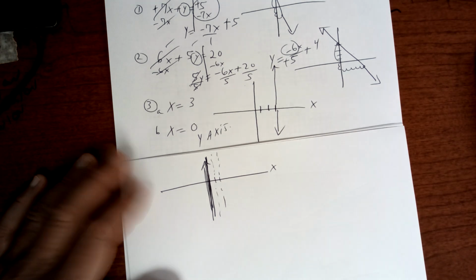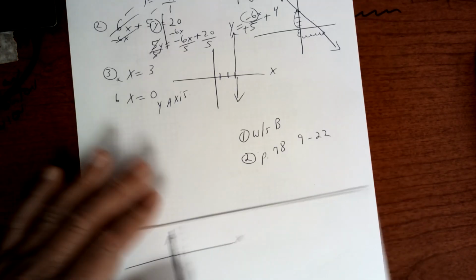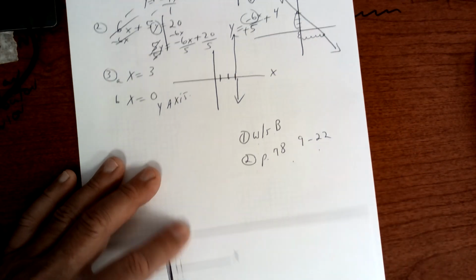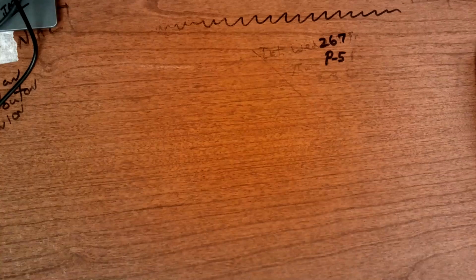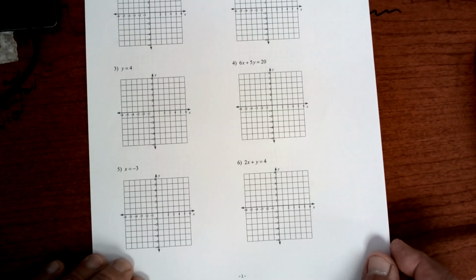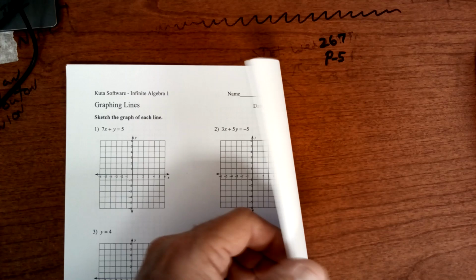Okay, special case. Today you're doing this, worksheet B, in this page. Copy that down. Okay, so here's your worksheet B. Just so you know, it looks like this. I want to see the work on this page. If you get stuck, ask.